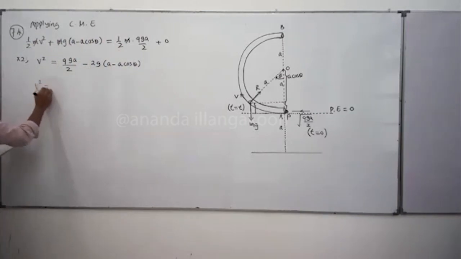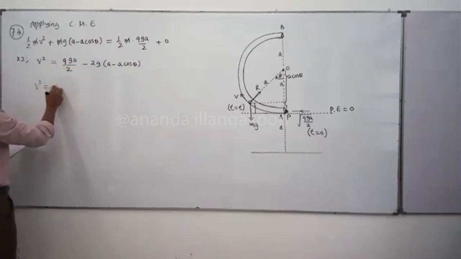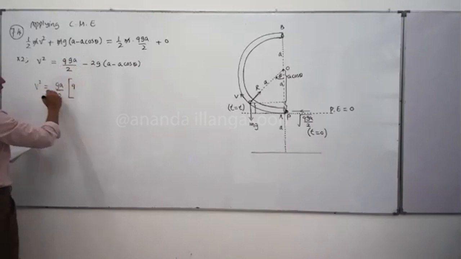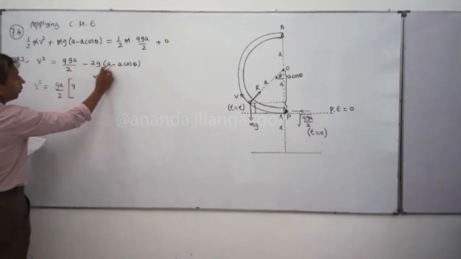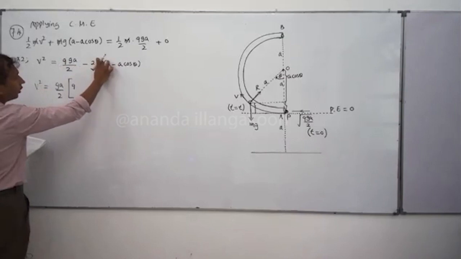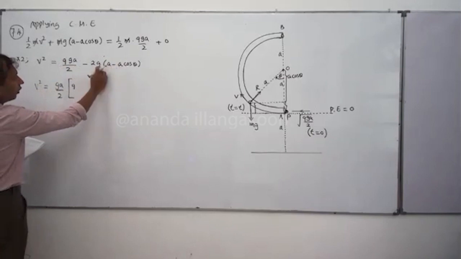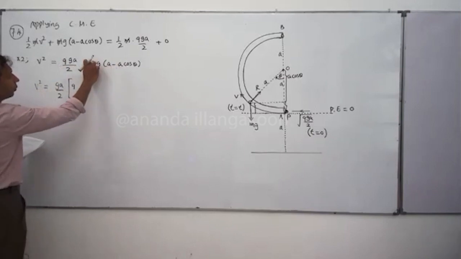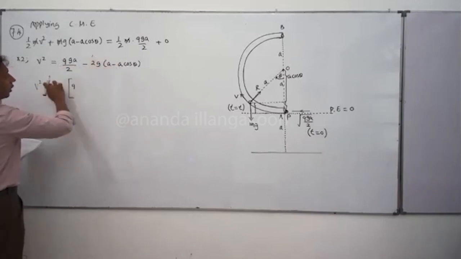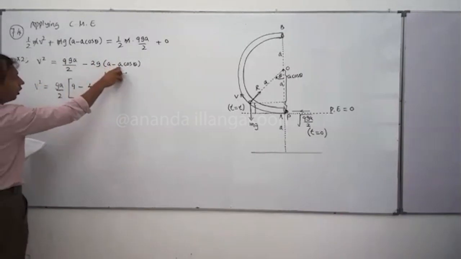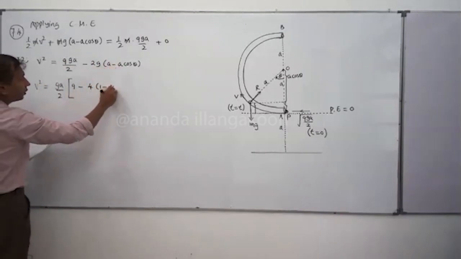V squared. I take ga divided by 2 out. Now we open a bracket. Once you take ga divided by 2 out, here we have 9. Now I take this a out. Then here we get ga. Since we have taken ga divided by 2 out, after taking this a out, we divide this by 2 and multiply by 2. Then ga by 2 we have taken out. Another 4 here we have, right? Minus 4. Now, since we have taken this a out, within the bracket we have 1 minus cos theta.